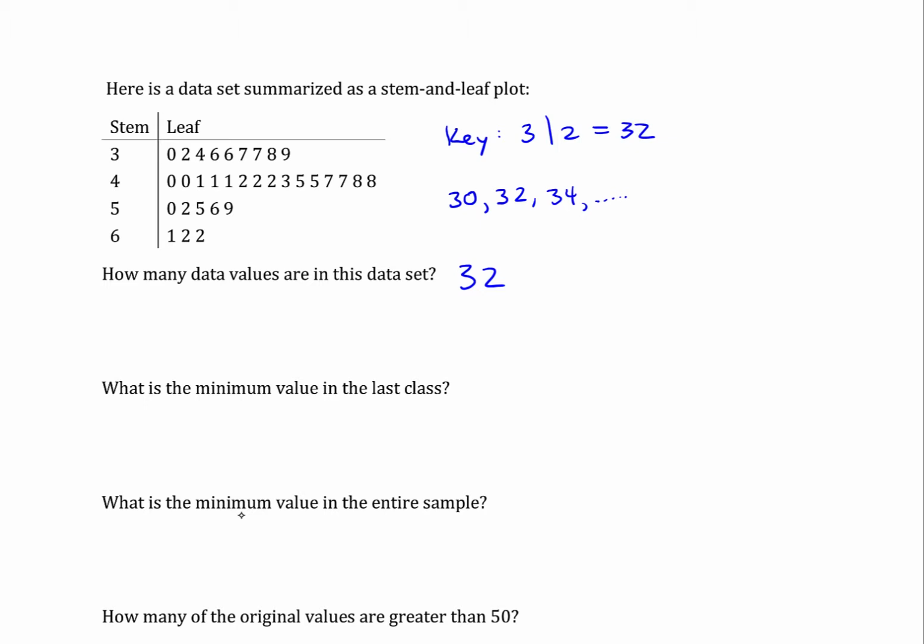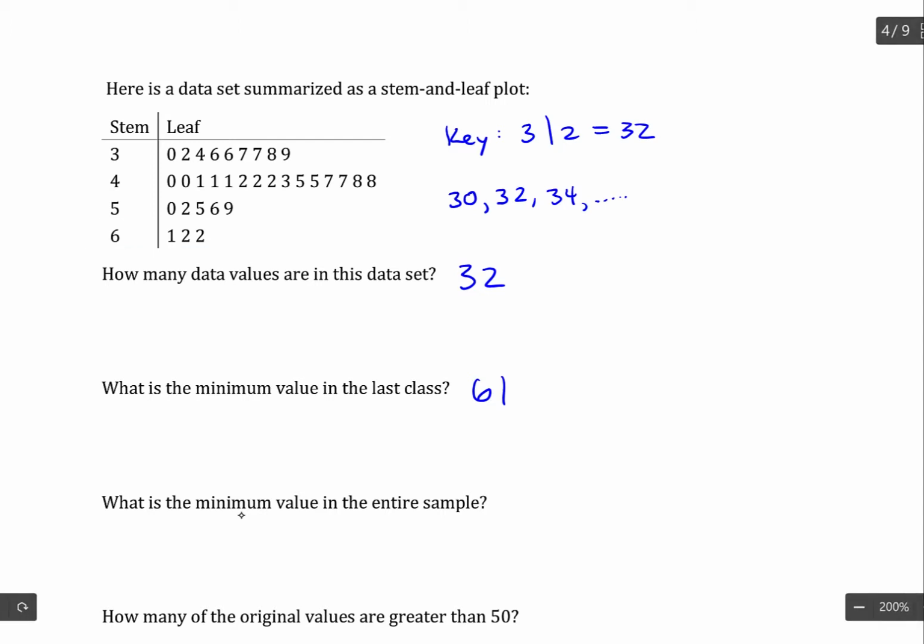What is the minimum value in the last class? So the last class is going to be the class with the largest stem, and the minimum value in that class is the smallest leaf. So a stem of 6 and a leaf of 1, so the minimum value in that last class is 61.